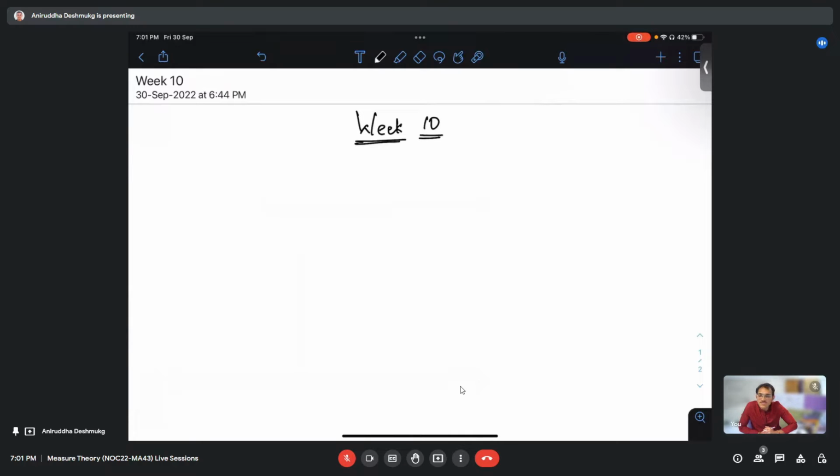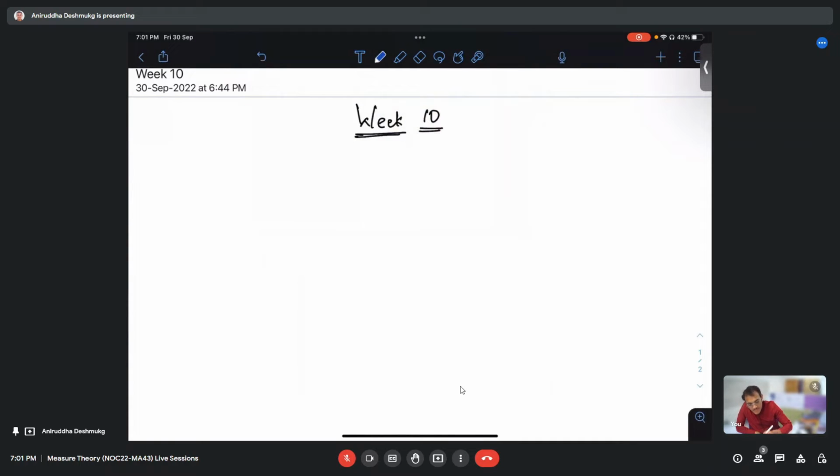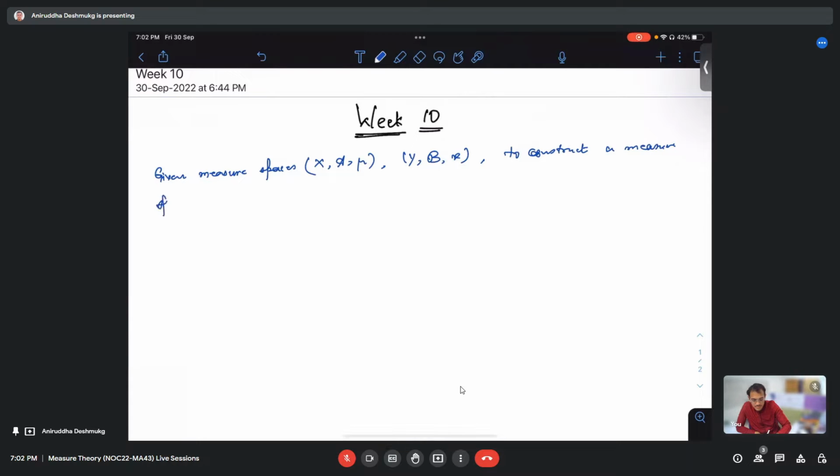Okay, so if there are no questions, let me start with recalling all the things that we have done in week 10. So the basic problem was that, given measure spaces (X, A, mu) and (Y, B, nu), where of course A and B are sigma algebras of measurable subsets, we want to construct a measure space X cross Y, some sigma algebra S, and a measure eta.